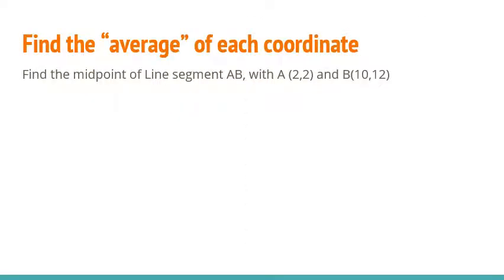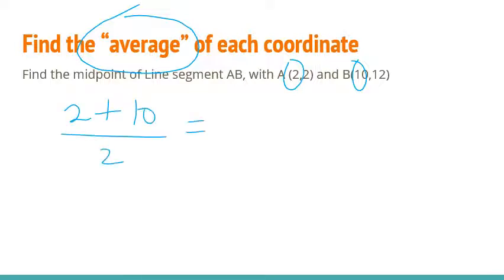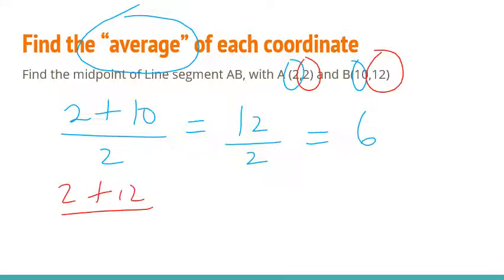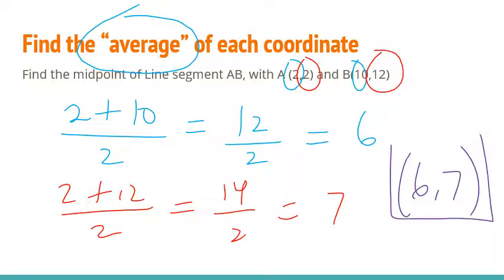Now, of course, we don't want to just rely on a visual method. We want to have a way to do it mathematically, especially if the numbers get larger or if they're not so clean and even. So what I want you to think about is finding the midpoint is like finding the average of each coordinate. So what we're going to do is find the average, in other words, the number in the middle between 2 and 10. The easiest way to do this is to add them up and divide by 2. So 12 divided by 2, that's 6. And then we'll do the same thing for the y-coordinates. 2 plus 12 divided by 2. So that's 14 over 2, and that's 7. And notice that's the same point we got when we did it using the graph. So 6, 7 is the midpoint.